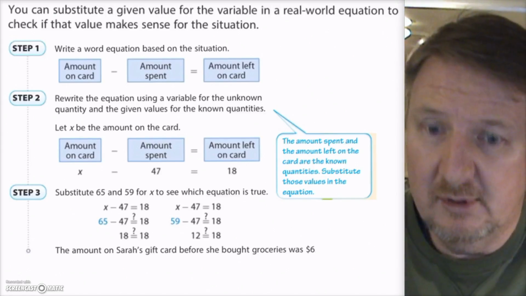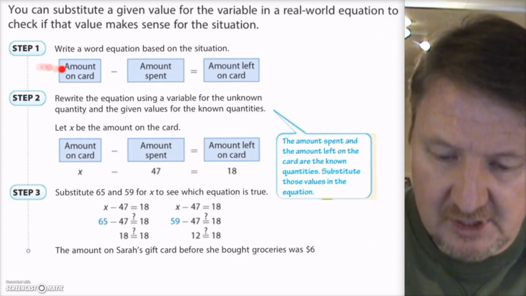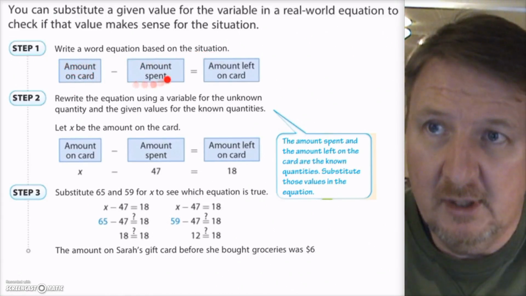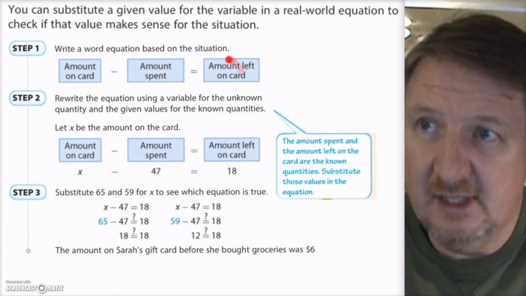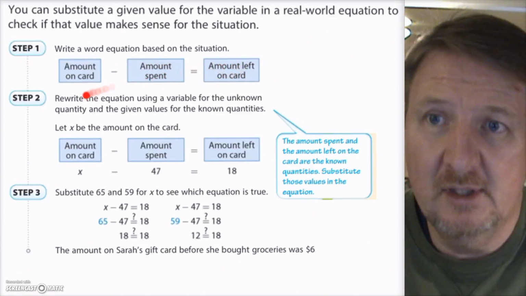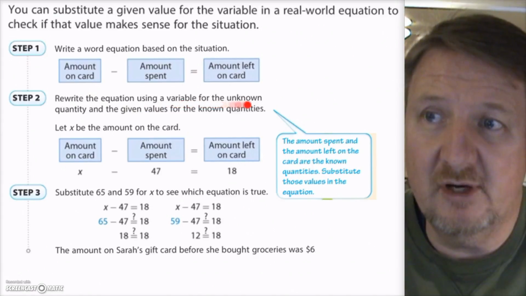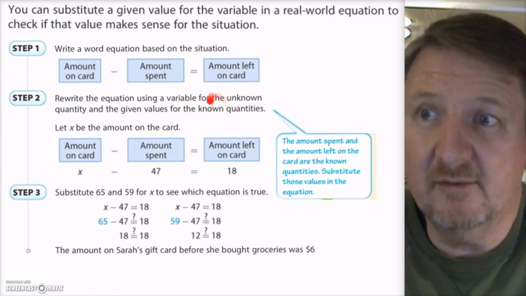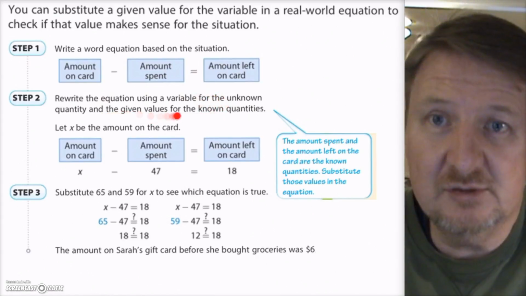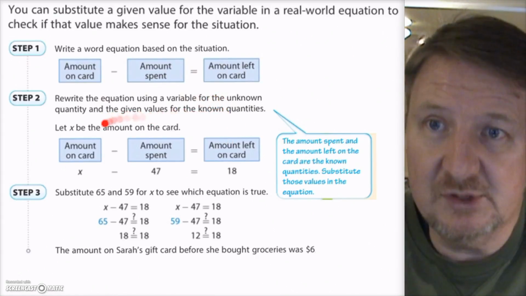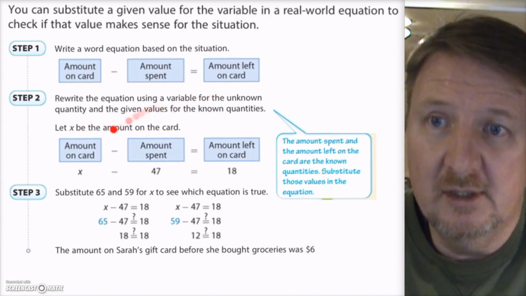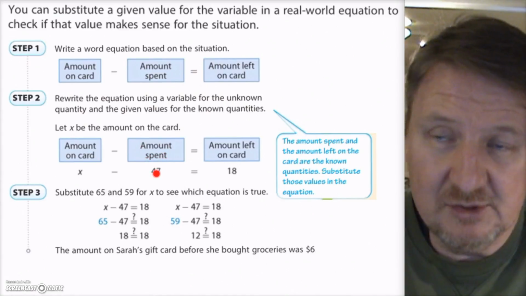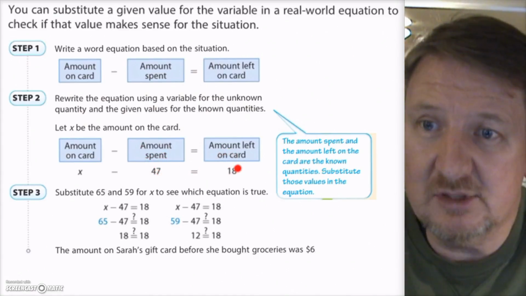Okay, so the first step is to write a word equation based on the situation. So we have the amount on the card, we subtract the amount that she spent, and that tells us the amount that she has left. So we rewrite the equation using a variable for the unknown quantity and the given values for what we do know. It says let x be the amount on the card, which is the unknown, and then we spent $47 because it told us that in the problem, and we had $18 left.